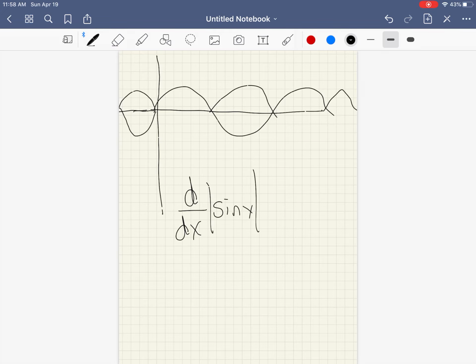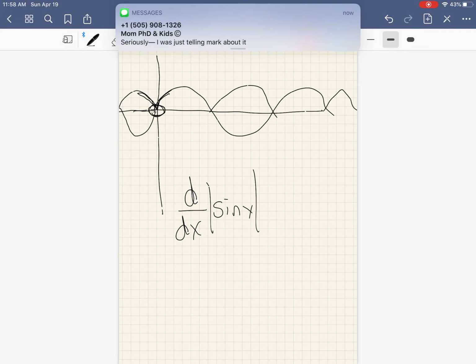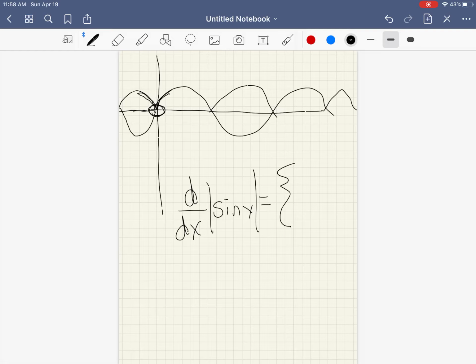Okay, so we could define the derivative of this function. Remember, that's the derivative of the tangent line. Right here, it comes down like this, so there's not going to be a derivative at this point because that's a cusp. When sine of x is positive, all of these, the derivative is just going to be cosine of x. And that's when sine x is greater than 0.